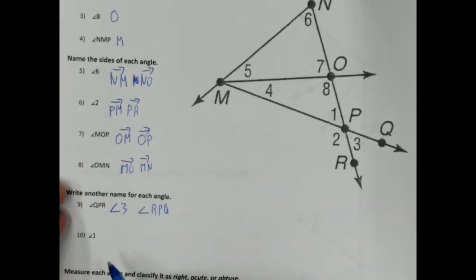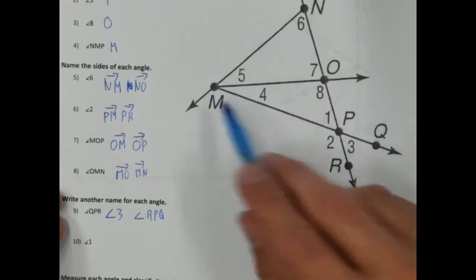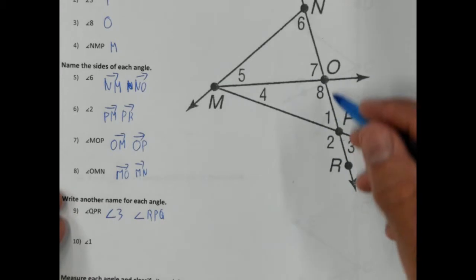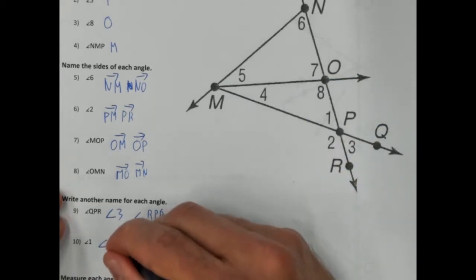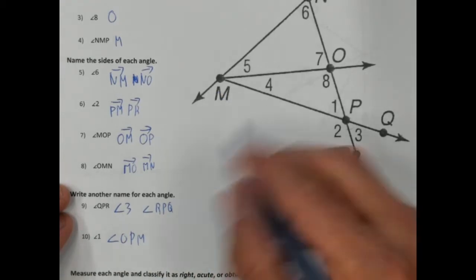Okay. Angle 1, which is right here. So OPM or MPO, we can call it. Those are the only two options. So angle OPM, or angle MPO.